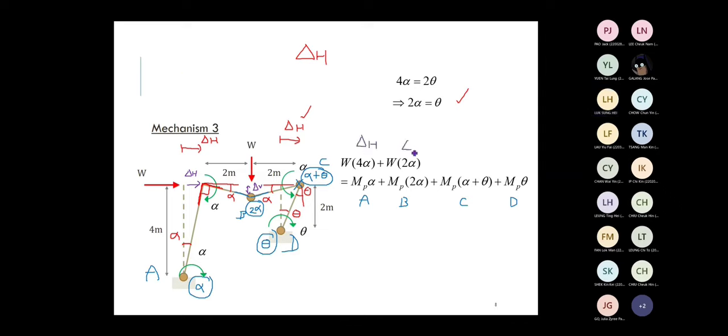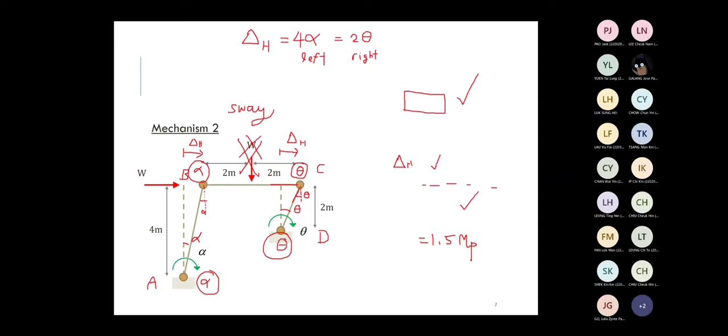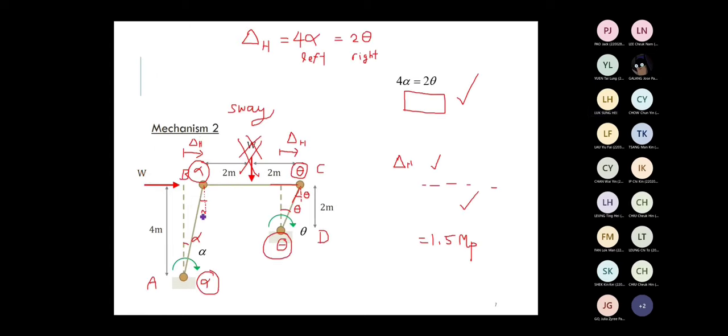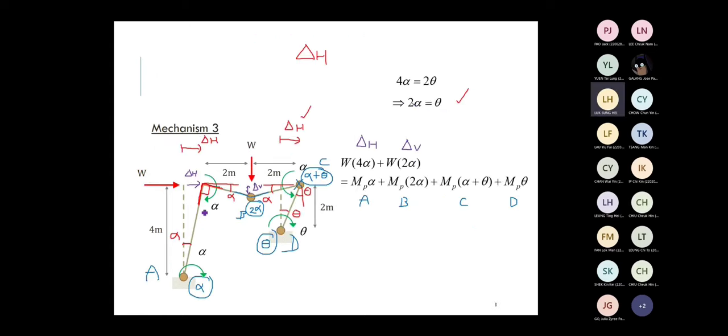Delta H and delta V. How to find out delta H? Mechanism 2, we consider already, right? How to find out delta V? Delta V is the value that we obtain in mechanism 1, right? You can go back to mechanism 1 to see how to find out the vertical displacement at the middle of the beam. Here. This one, right? Exactly the same, delta V. So you can actually copy some answer from the previous mechanisms.